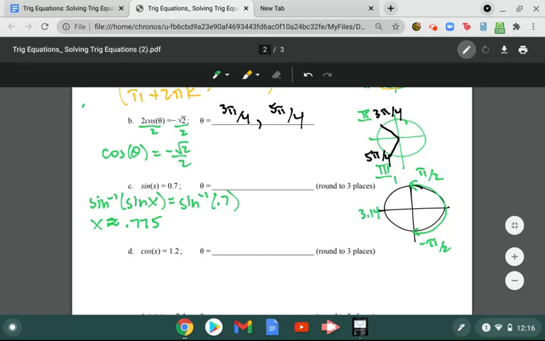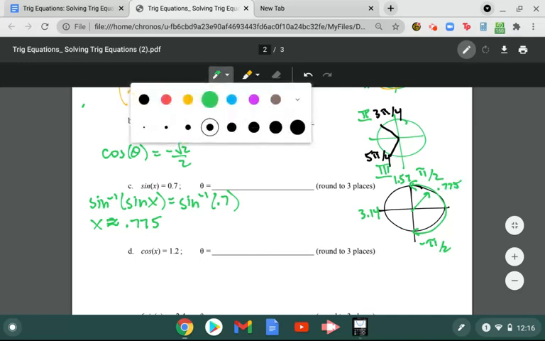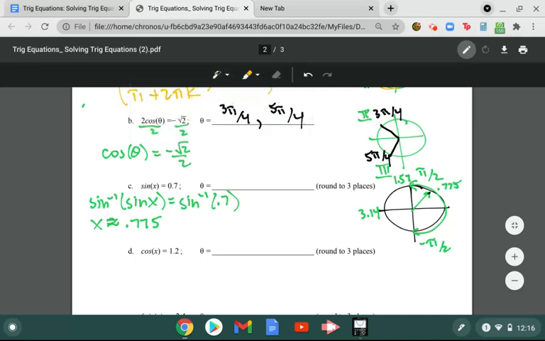0.775, this is 1.57. It's going to be over here somewhere, 0.775. The nice thing about the sine and sine inverse is that the other one's going to be supplementary. So if we call this number 1, the second base solution that we're going to find, x is going to be pi minus 0.775. And I can just do that right in my calculator.